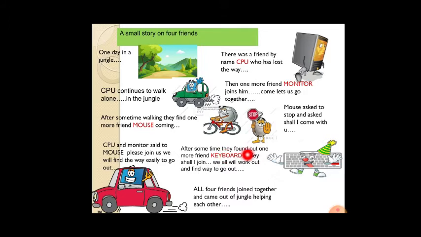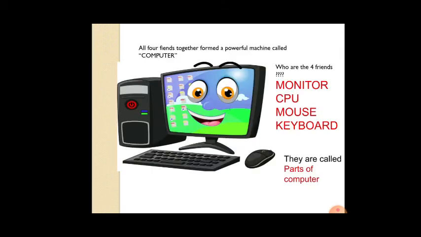After some time, they found one more friend, which is keyboard. So keyboard came and asked, shall I join? Yes, we will all work together to find the way out from the jungle. So then all four joined, that is CPU, monitor, mouse and the keyboard. All joined and they formed a computer and they came out of the jungle. Next, all four friends together formed a powerful machine called computer.